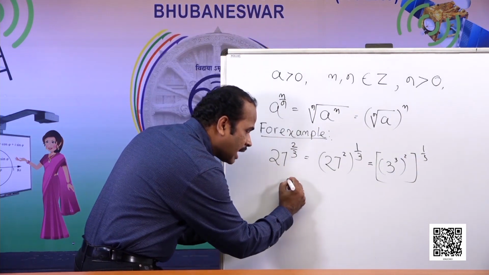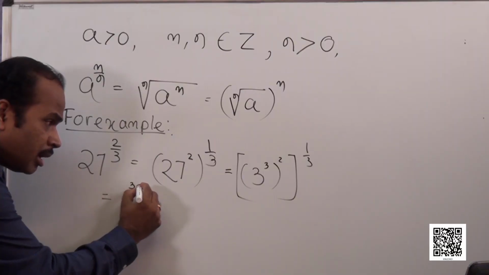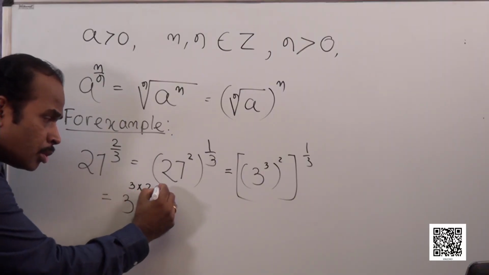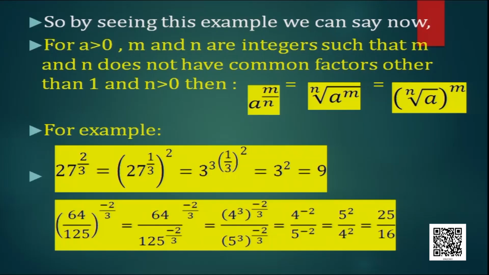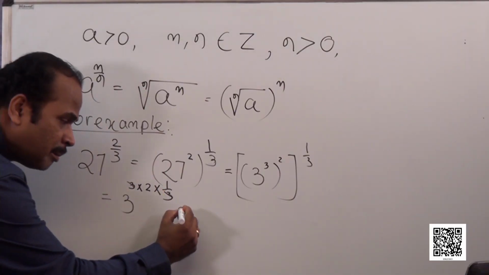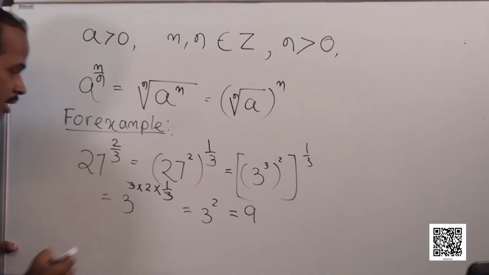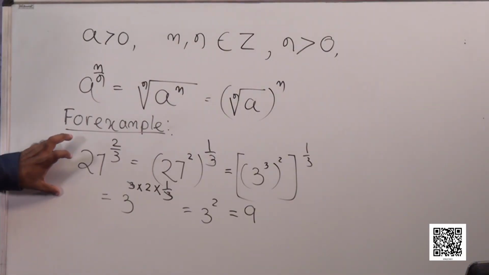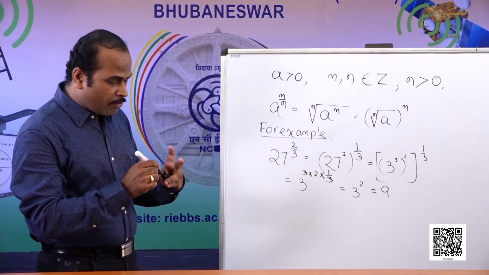So converting that, I can write it here now: 3 to the power 3 into 2 into 1 by 3. Multiplying all these together, this 3 and 3 will get cancelled. So the remaining will be 3 to the power 2, and finally it is 9. So 27 to the power 2 by 3 is equal to 9. Similarly, let us go for one more example.